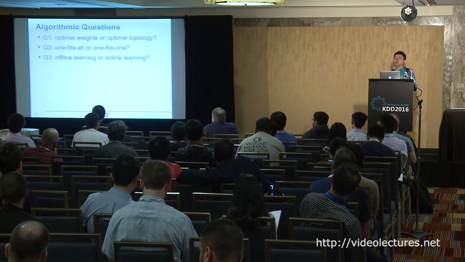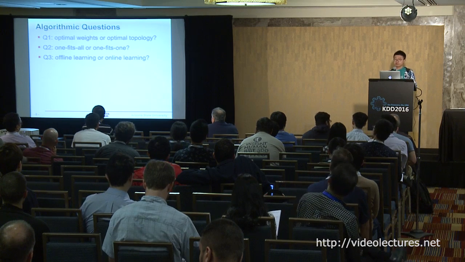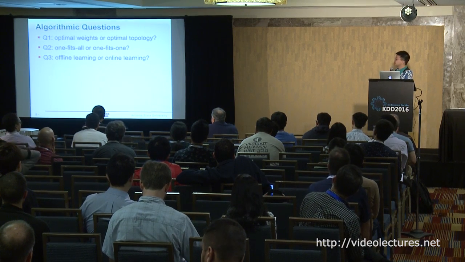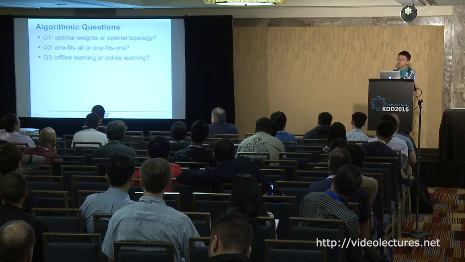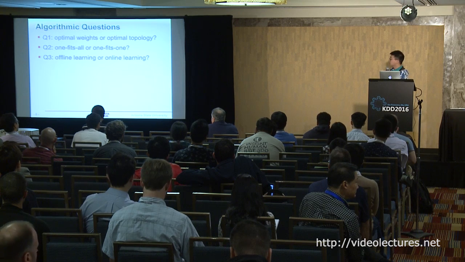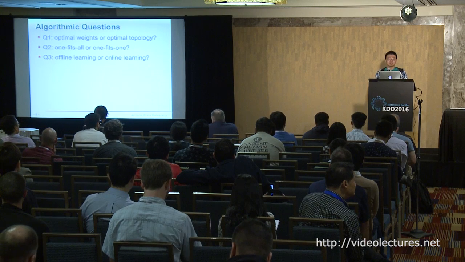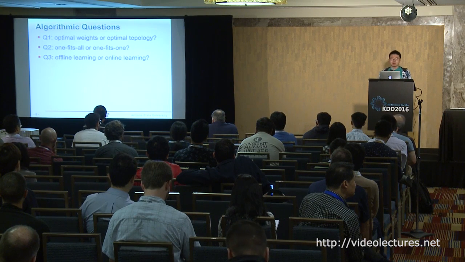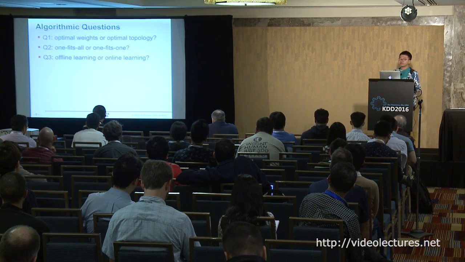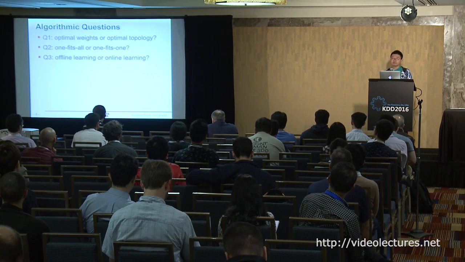In this paper, we try to answer the following three algorithmic questions. The first question is, shall we learn optimal weights, or shall we learn an optimal topology? The second question is, shall we learn one network to fit all the queries, or shall we learn one network to fit one query? And the third question is, shall we do offline learning or shall we do online learning?